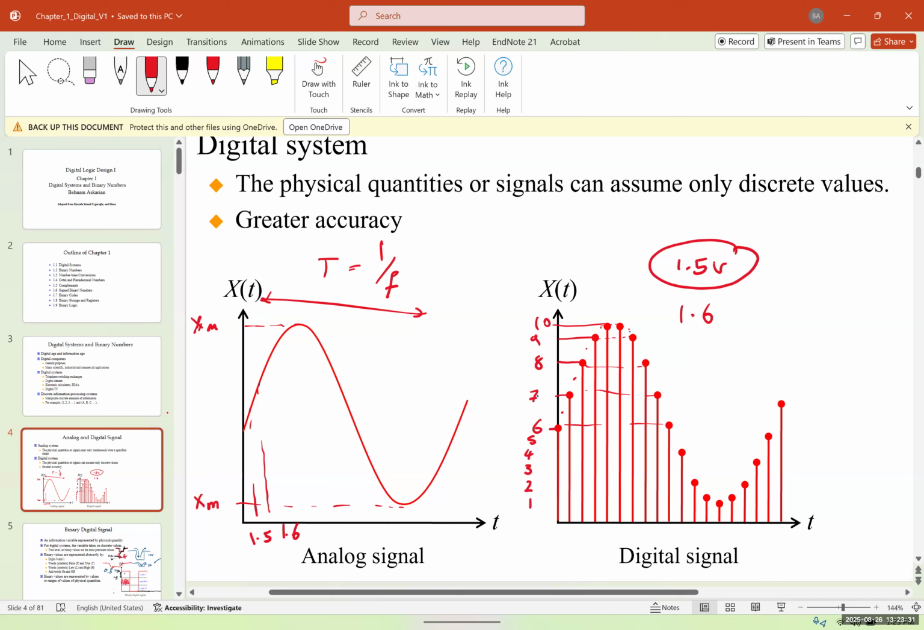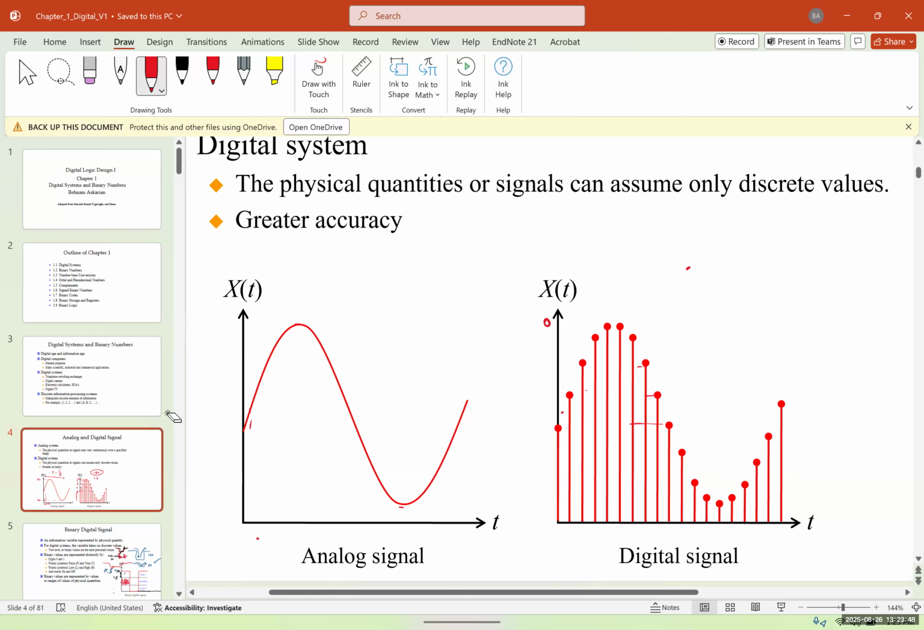Can you think of a benefit of a digital signal compared to an analog signal? Just by looking at this, why do you think we even use a digital system instead of an analog system?